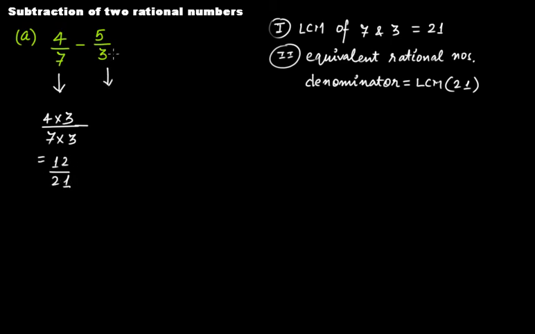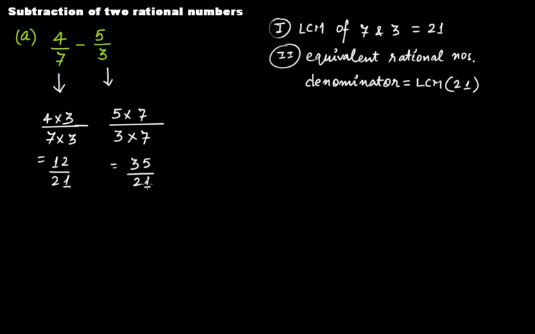Similarly here, this is 5/3. You have to find the equivalent rational number such that the denominator becomes 21. So since the denominator is 3, if we multiply this with 7, the denominator becomes 21. So we have to multiply the numerator also with 7. And that's the concept of equivalent rational number. So this gives you 35 over 21.